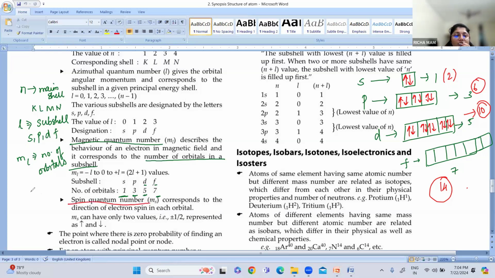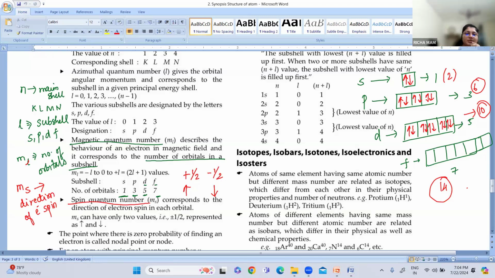The last one is the spin quantum number. It is represented as ms. It represents the direction of electron spin. It is represented by either of two values, plus half and minus half. Plus half means the electron spin is clockwise, upward, and minus half means it is downward. So these are the only two spins possible for an electron, plus half and minus half.